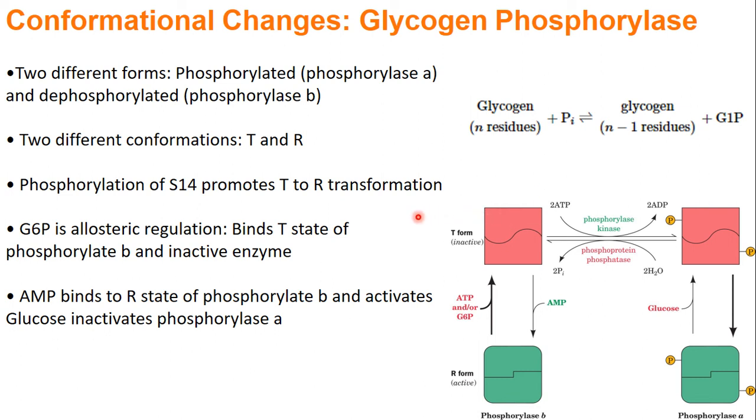While AMP means you are low energy. So if you have AMP around, you can actually activate phosphorylase B. It's saying we need energy, please go to the R state. And for phosphorylase A, glucose will inactivate phosphorylase A because again, glucose is what you need for glycolysis. So if you have glucose available already, do not break down your energy storage to make glucose. That's the logic behind these enzymes.